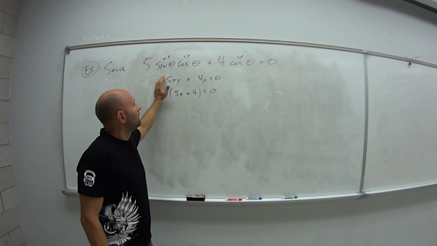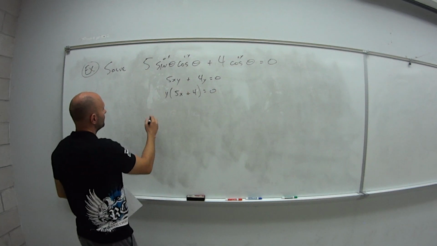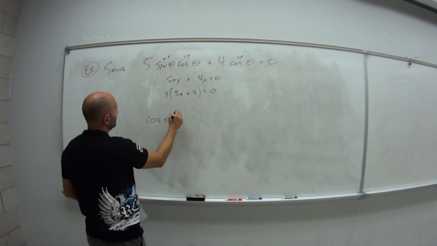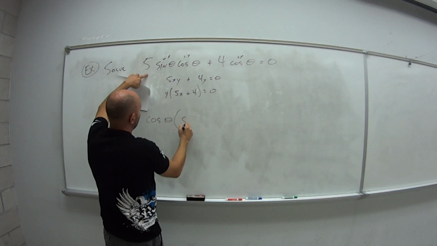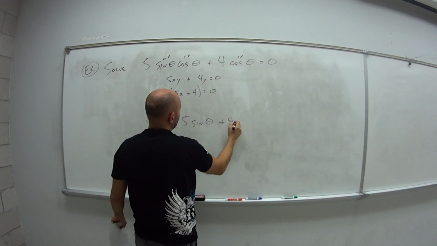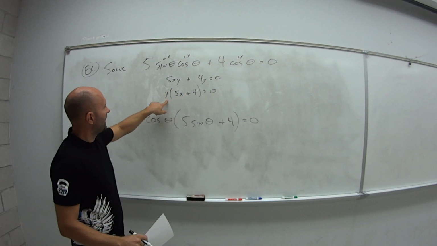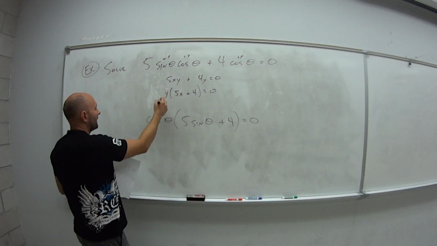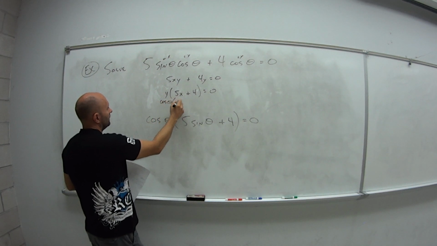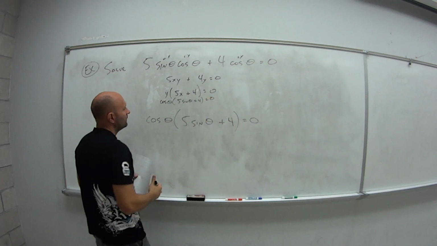Do you have to do this methodology? No, absolutely not. If you can see right away that, oh, I need to factor out a cosine, then you can just do that. Cosine of theta. Here you're left with 5 sine of theta, and over here you just have 4, and it all equals 0. So it's the same thing you have right here if you were to put the pieces back. Cosine of theta, 5 sine of theta plus 4, is 0.